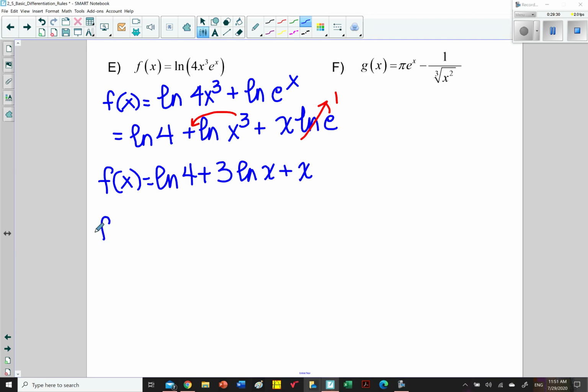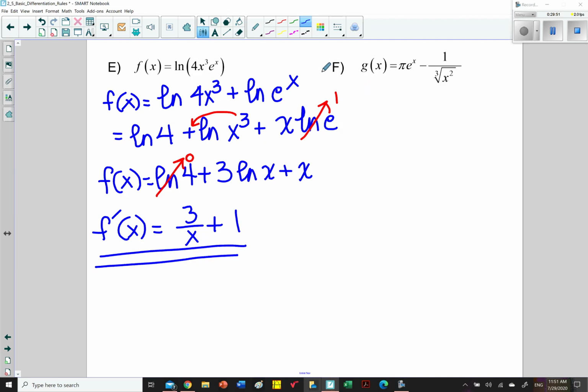Now we're going to take the derivative. f prime of x is 0 here. This is 3 divided by x. This derivative is 1. Pretty simple.